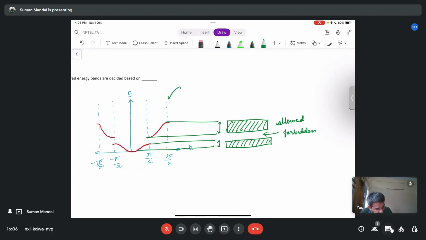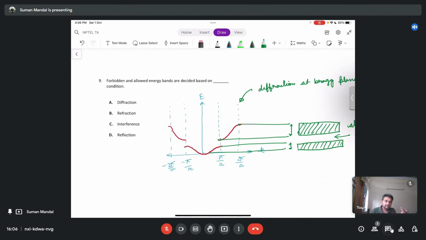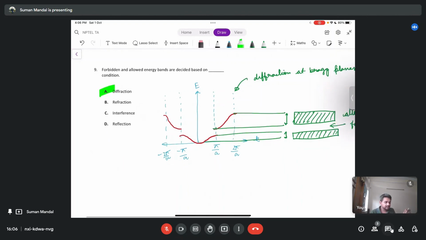So there is diffraction at Bragg planes. The answer is that we have the band diagram with the forbidden and allowed energy levels because of the diffraction condition. The answer is option A. The traveling waves become standing waves at these Bragg planes.